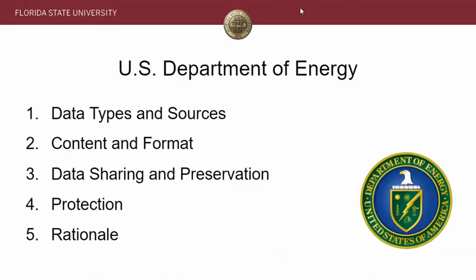And then the last one I'm going to talk about here as an example is the United States Department of Energy. So you can see they have 5 sections as of their latest advice. And again, they want data types and sources. So just a brief high-level description of the data that's generated. They want to know the content and format. This includes a description of your documentation plans, data sharing and preservation, protection.